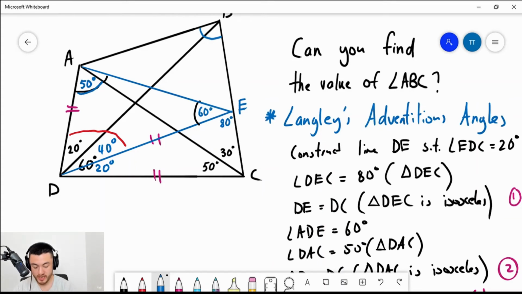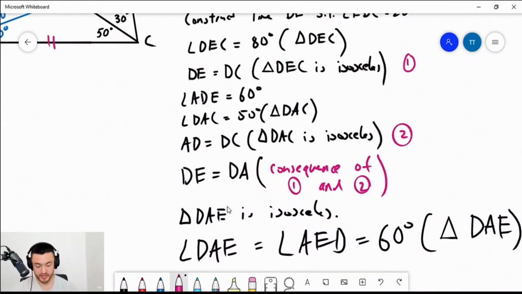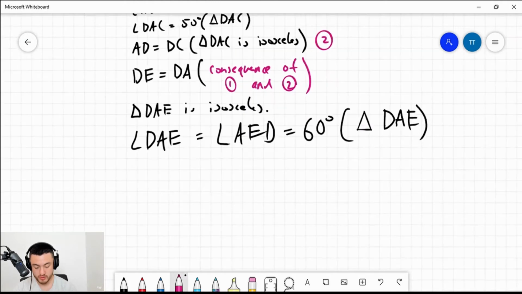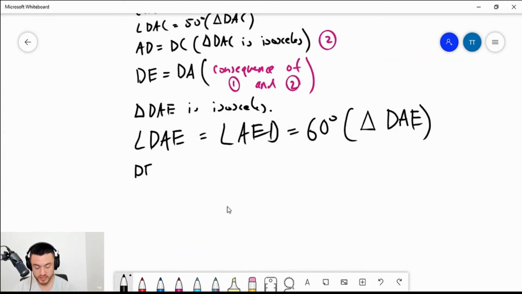So 60, and that whole thing is 60 there. Right, so if three angles are 60 degrees, that must mean that that triangle is equilateral. So that means side AE is also equal to side DE as a consequence. So let's make a note of that. So DE is equal to AE, as triangle AED is equilateral.